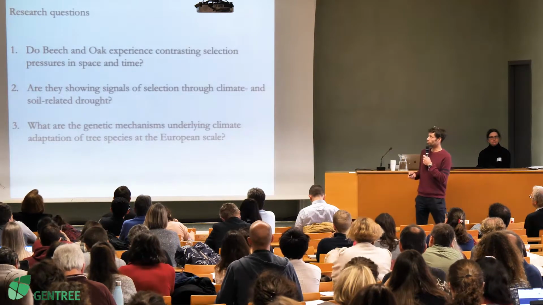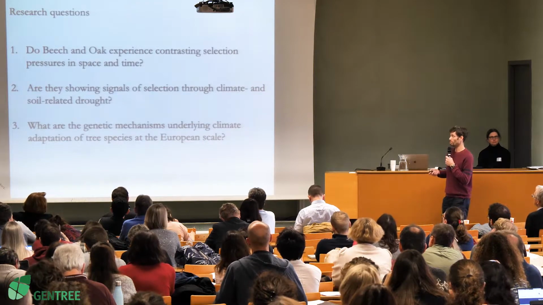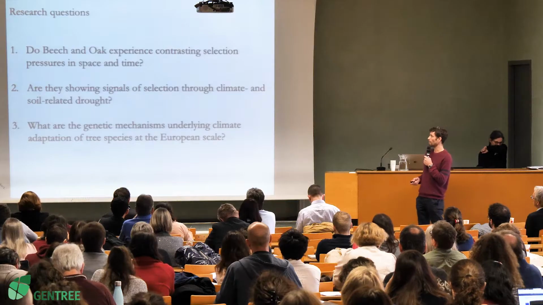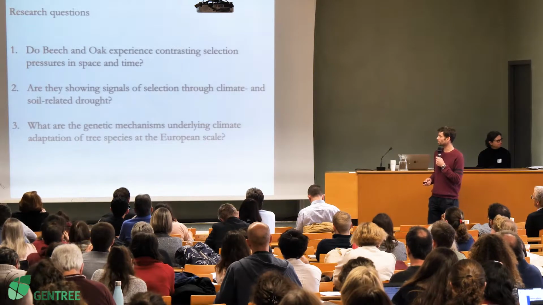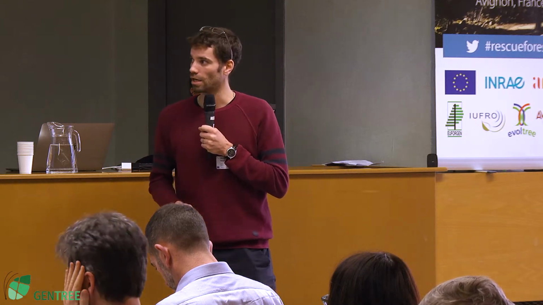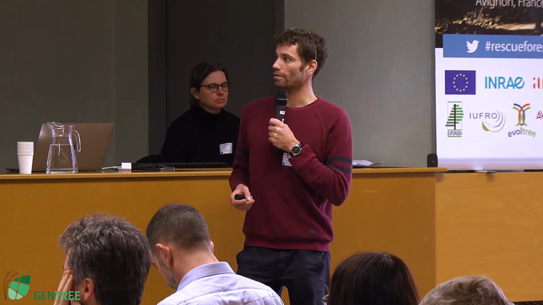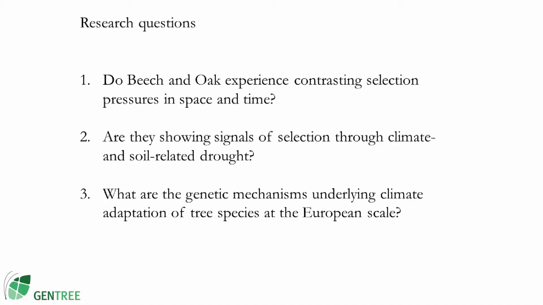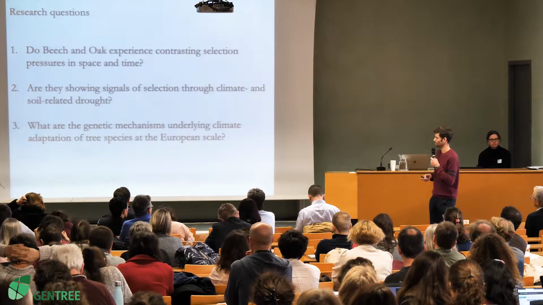So our research questions so far are: do beech and oak, so it's really a Fagaceae-based analysis, experience contrasting selection pressures in space and time? Are they showing signals of selection through climate and soil-related droughts, because drought can be characterized as different environmental components? And finally, we try to generalize something about the genetic mechanisms underlying climate adaptation of trees in Europe.